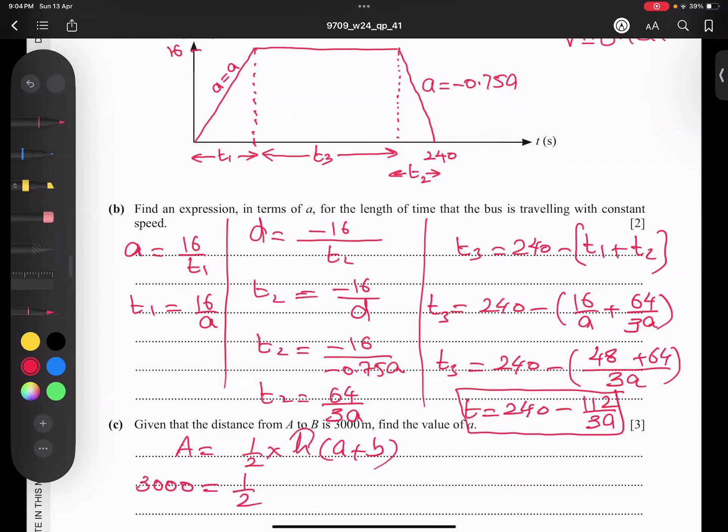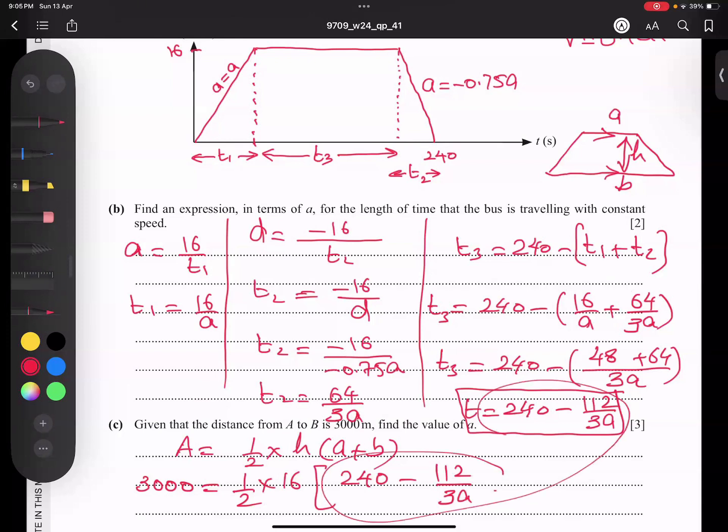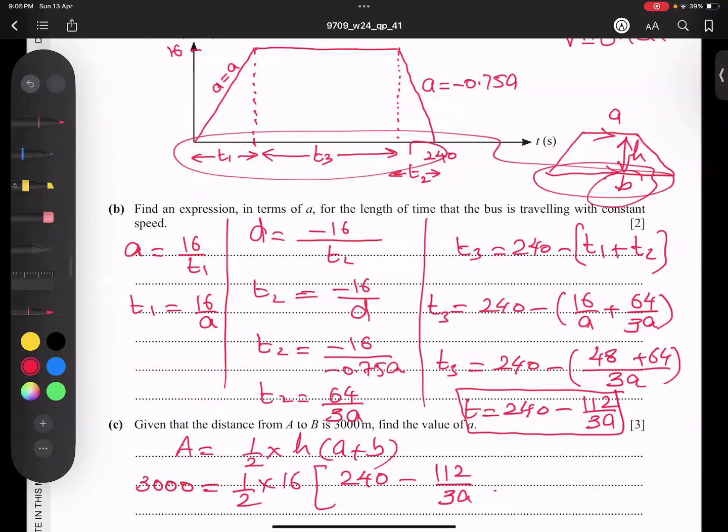And what is the H? Maybe some students have a problem, so I'm just drawing this diagram. This is A, this is B, and the gap between them is called H. H is 16, so I'm writing here 16. The first value of this top line is this much, so I'm copying here 240 minus 112 over 3A. This is the value I got for A. And B is the total gap, which is 240, so I'm writing here 240 add.